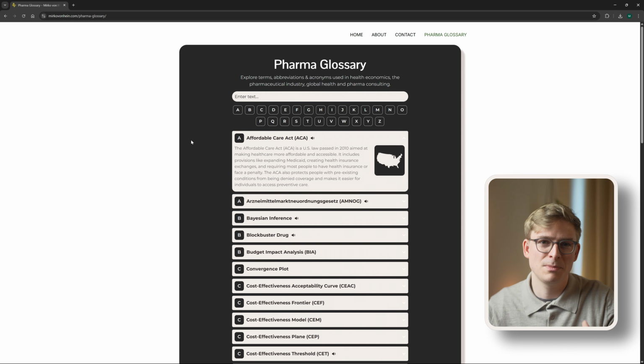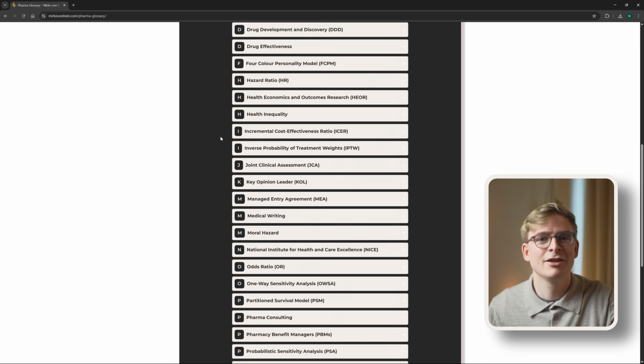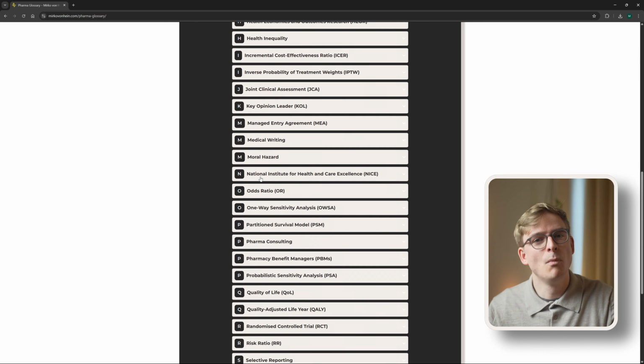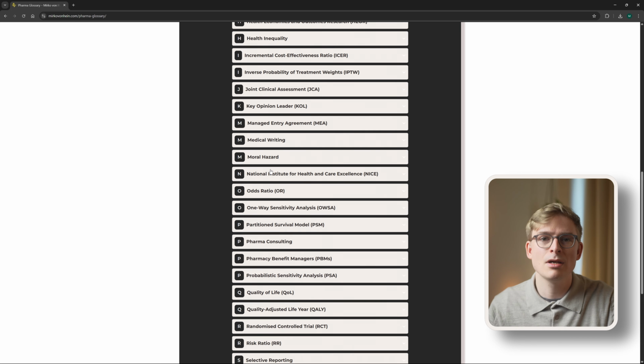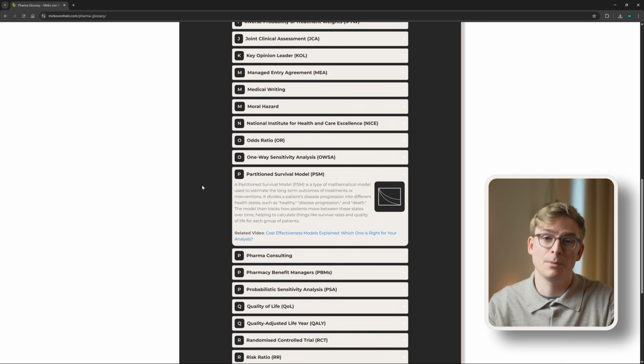Now, this is where you come in. A tool like this is only useful if more people know about it. So if you work in pharma, biotech, or healthcare, then just share it with your colleagues. If you're a student and you work in a pharma-related field, share it with your classmates. And if you're a physician, pharmacist, or hospital manager, spread the word to your teams. The more people use this, the more we can reduce confusion, increase transparency, and improve cross-disciplinary communication.